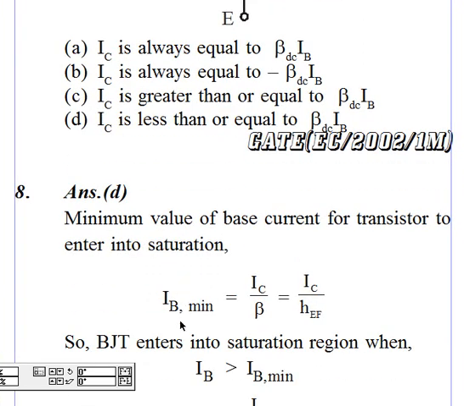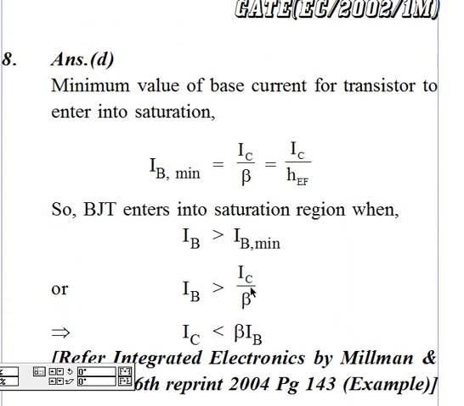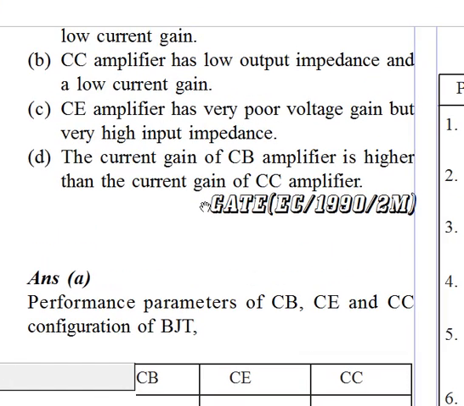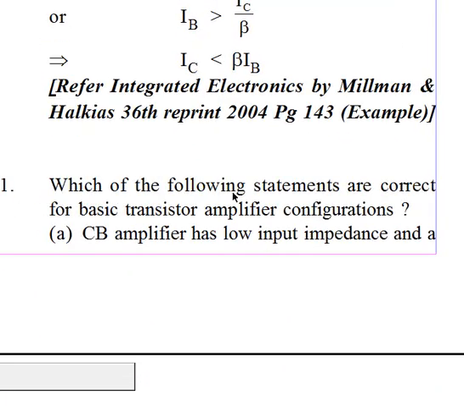The minimum base current to drive the BJT in saturation is IC by beta. So IB should be greater than or equal to IB minimum, and IB minimum is IC by beta. So IC should be less than or equal to beta into IB. That was the question from this topic. Then let us see the next question.